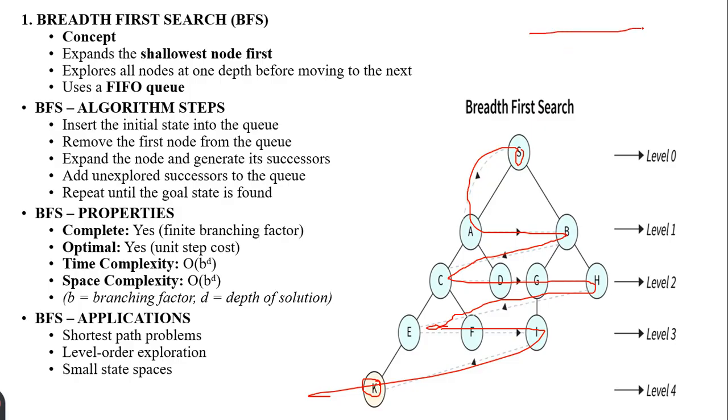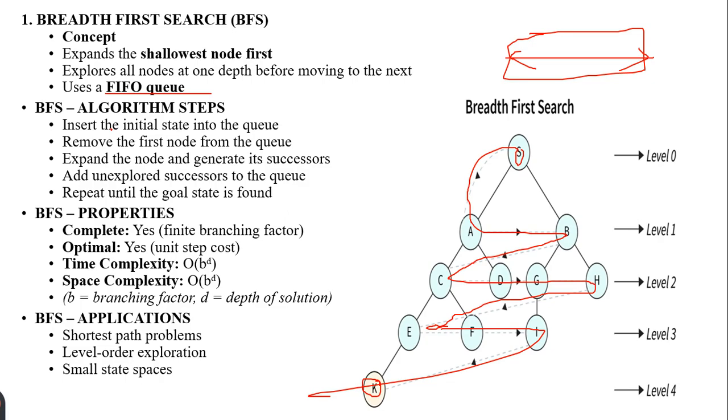Depth first search is similar to the depth of this path. The concept expands the shallowest node first, exploring all the nodes at one depth before moving to the next. Next step, it is implemented as a FIFO queue.